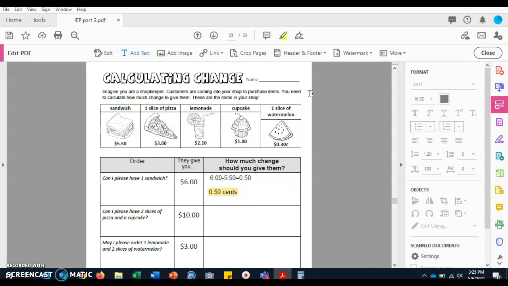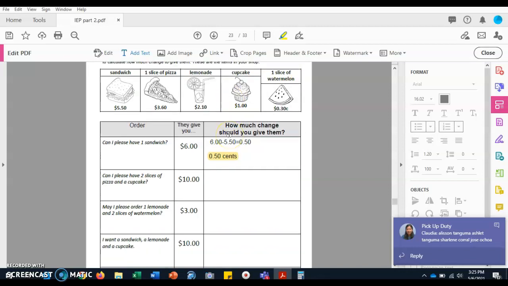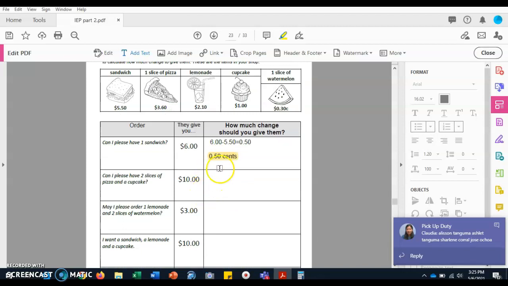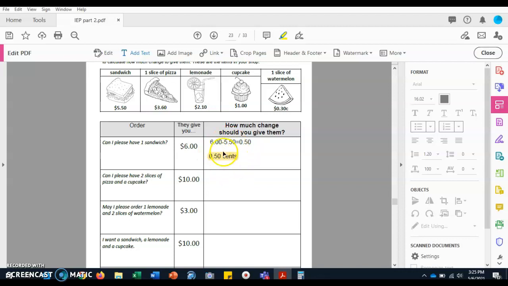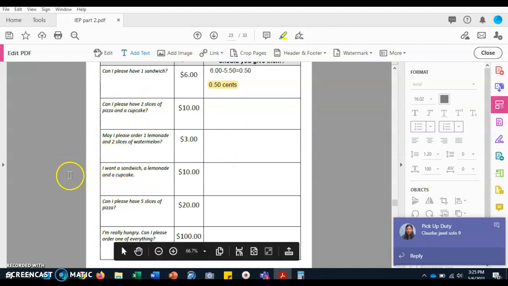I was going to make you tell me how many quarters or dimes or nickels we need to give. However, they're not really asking for that right now, so let's just stick to you telling me how much change you have to give them. So once you have done your math, just tell me how much you need to return, and that will be it. So you have 1, 2, 3, 4, 5 more questions to answer on your own.